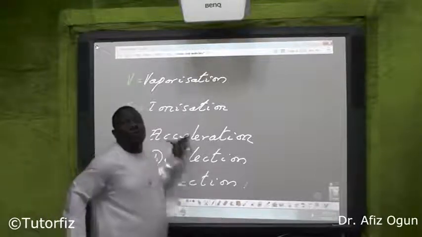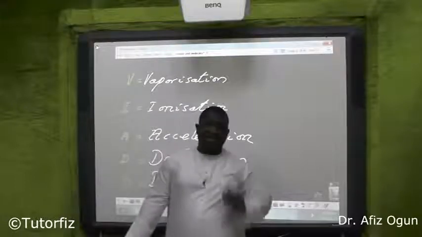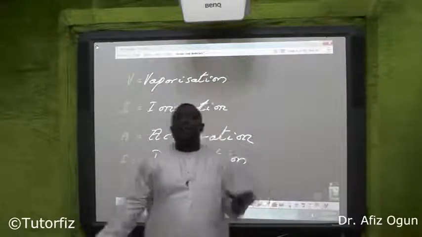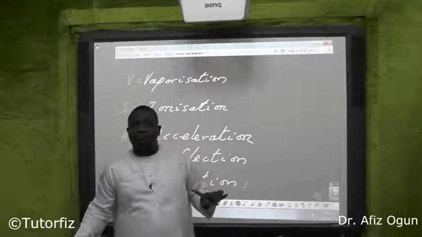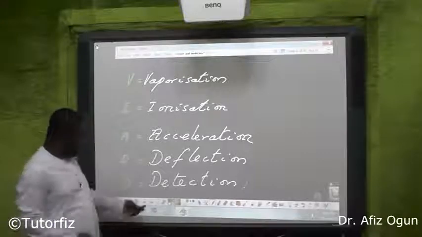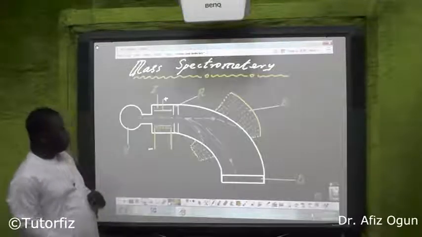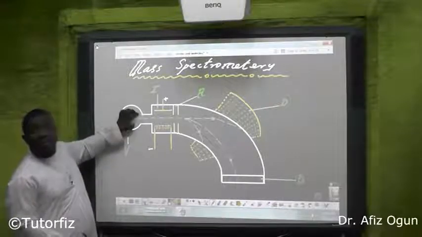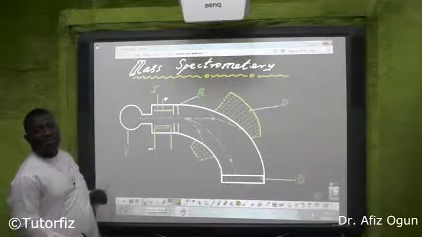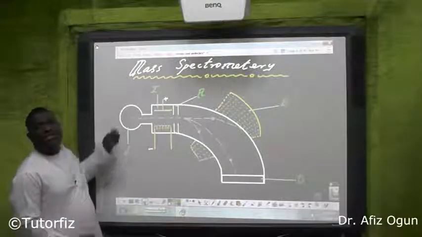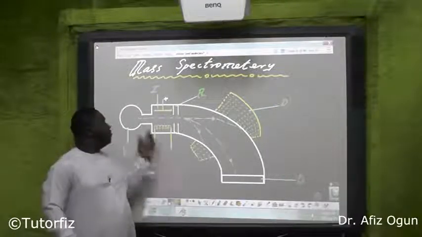In some syllabuses you have how this works, and in some you don't. If you don't have it in your syllabus, do not bother yourself about it. But if you have it in your syllabus, continue with me. How does it work? We put the element or molecule in this vaporization chamber. It is changed to vapor, and when it changes to vapor, naturally it will move out.